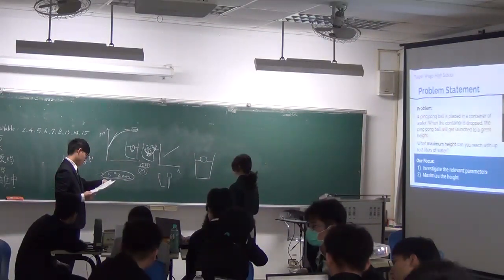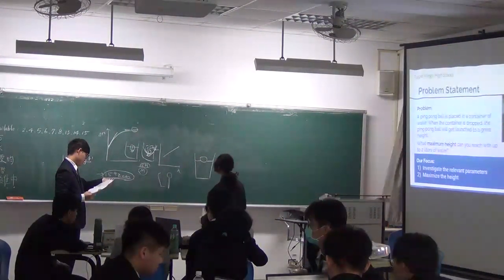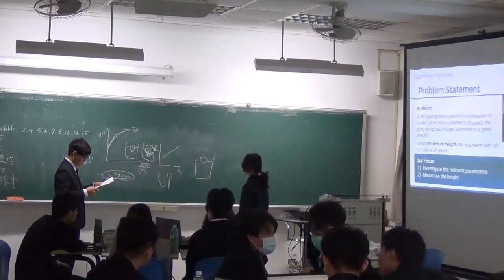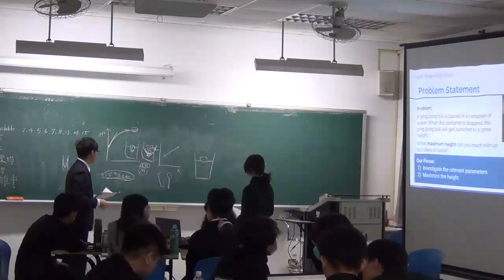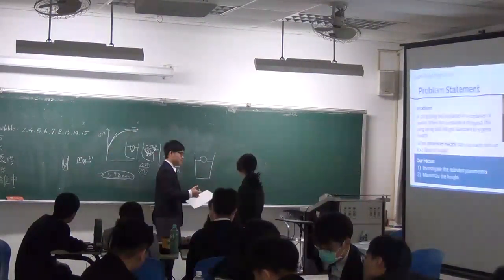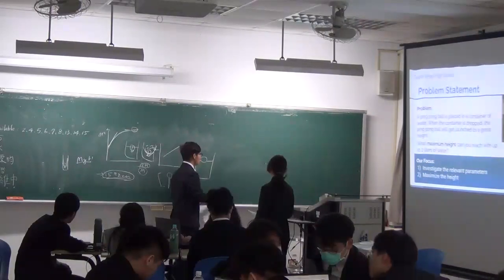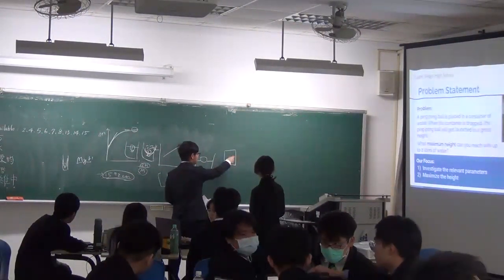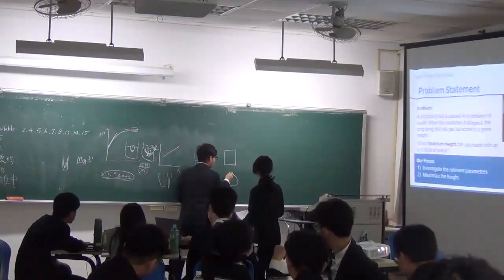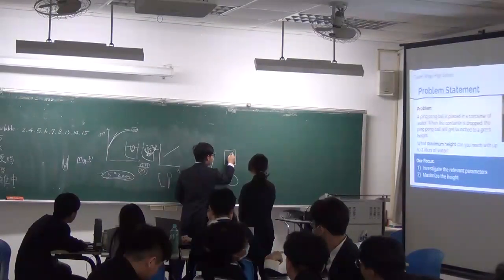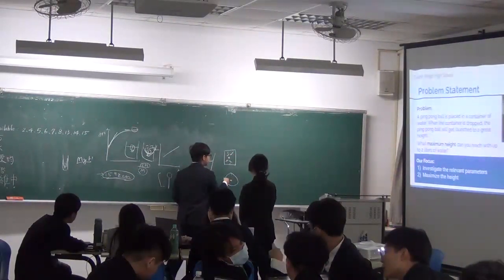However, it's the best surface area and height to reach the maximum. So when you talk about the different shapes of the container, for example, when the shape of a container is like a rectangle or a circle, and you have a ping-pong ball right here, how does the wave interact with different shapes?